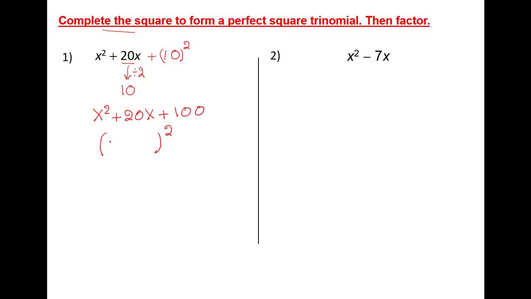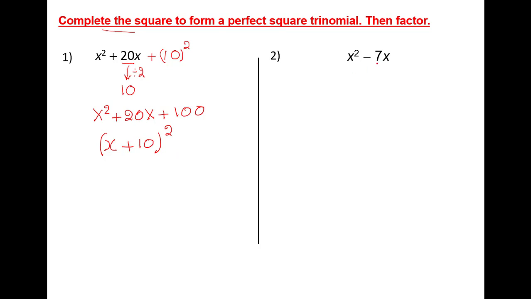I'm going to take the square root of the first term, which is x. I'm going to put the middle sign, which is positive, and I'm going to take the square root of the last term, or simply this number, which is going to be 10. And this is my answer.